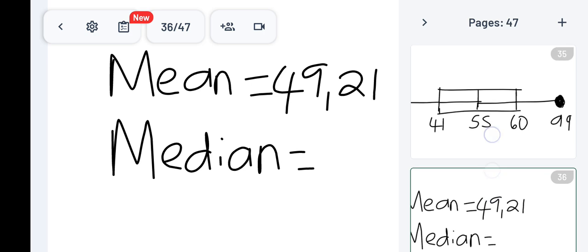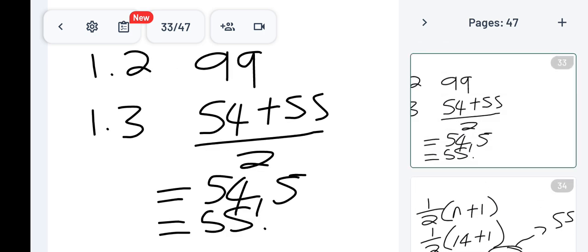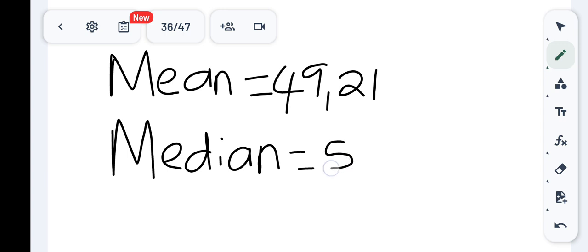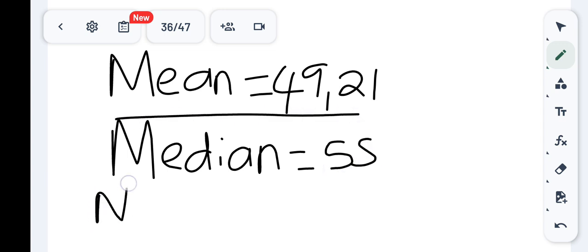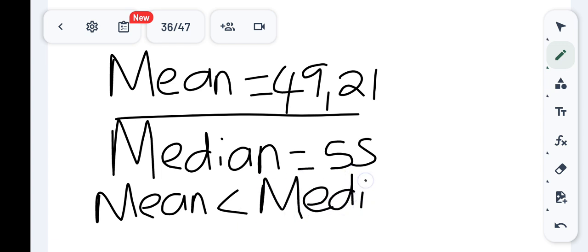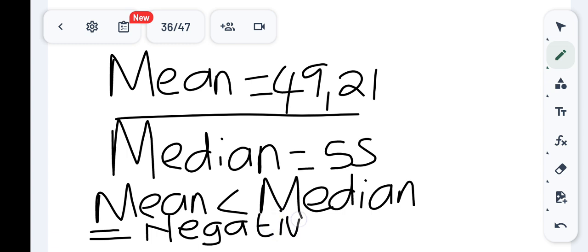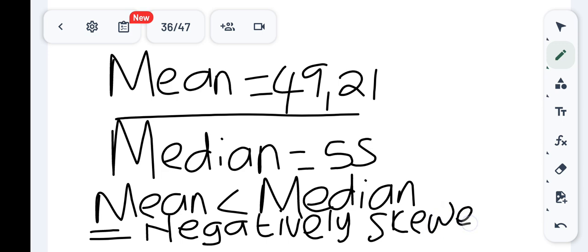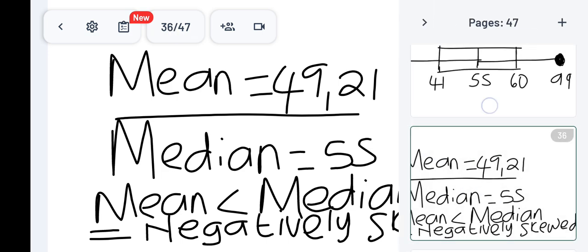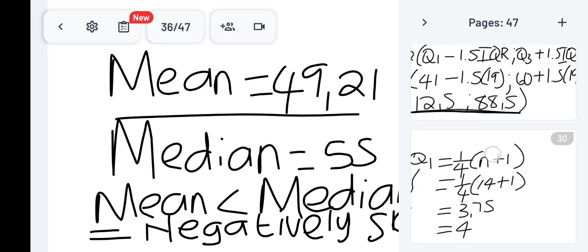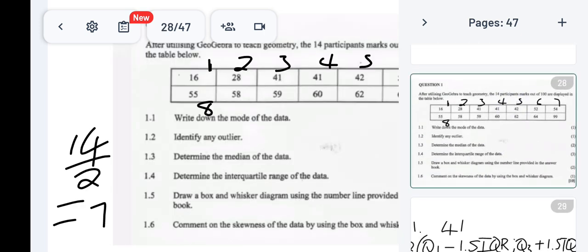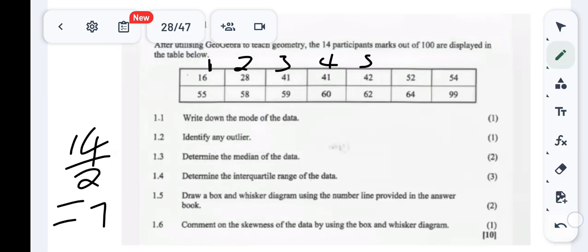What is my median, or how much is my median? 55. Yes, so as you can see, the mean is less than the median. So this means that our skewness is negatively skewed. Very, very simple. So for standard deviation, let's try to find the standard deviation.